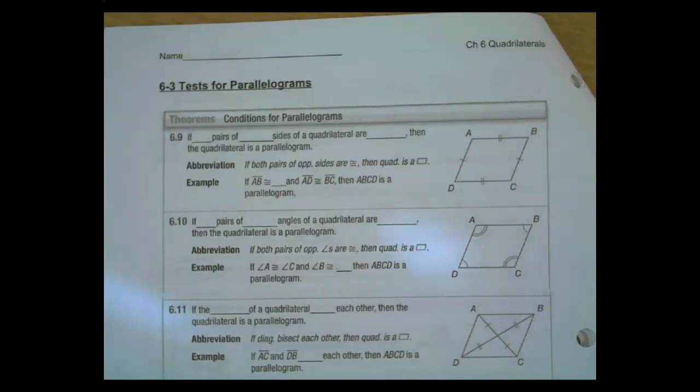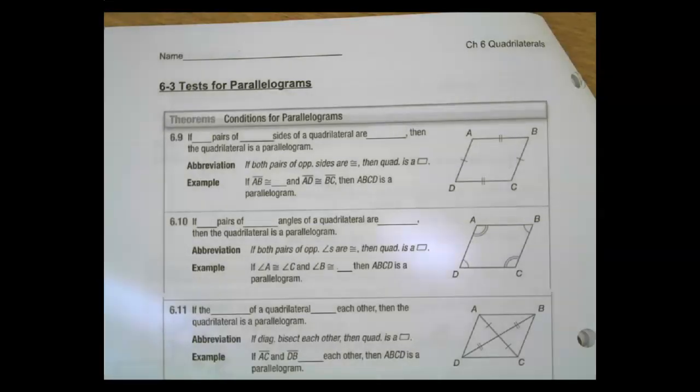Guys, it's Mrs. Spiro. Let's see if I can get that a little darker. There we go. Sun is streaming into my classroom. Okay.